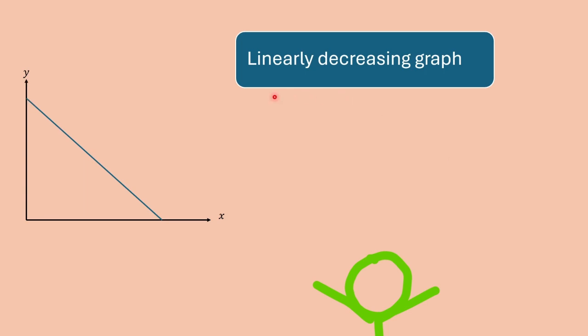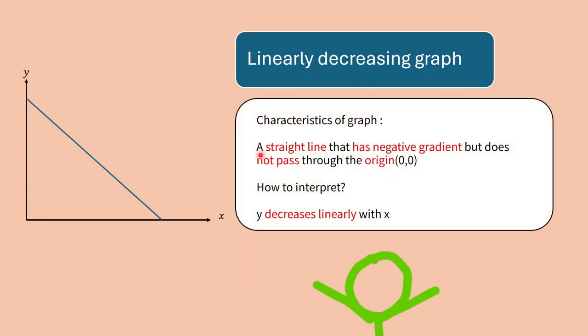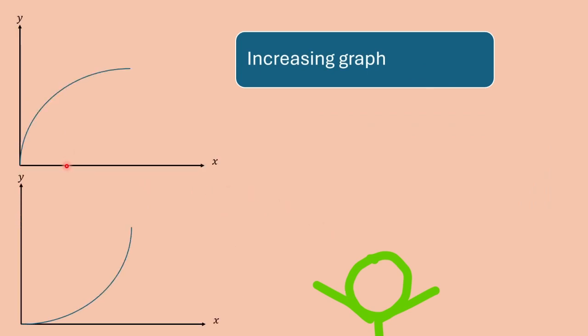Let's move on. The third one we have is a linearly decreasing graph. Why is it special? Because it's a straight line that has a negative gradient but does not pass through the origin, which means that it is moving downwards. How do we interpret it? We will say that y decreases linearly with x. Alright, next one, we have increasing graphs. They look like this.